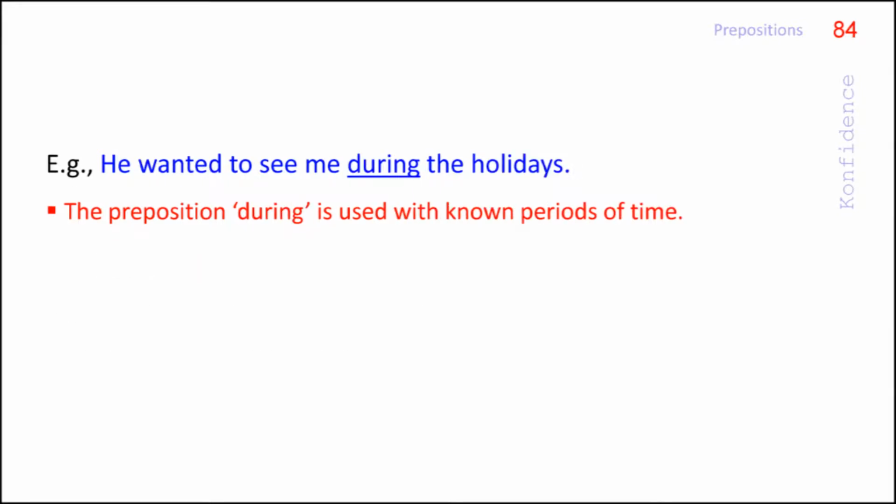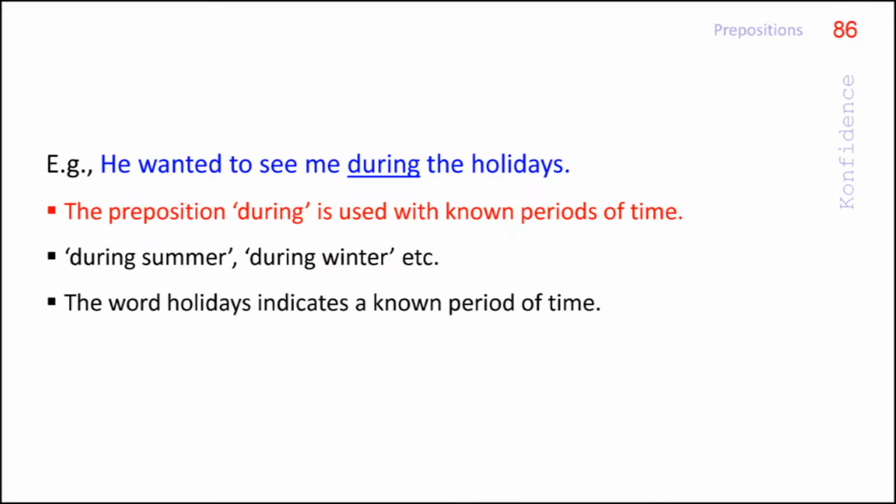The preposition during is used with known periods of time. For example, during summer, during winter, etc. Look at the given example. In this sentence, the word holidays indicates a known period of time. So during is aptly used in the sentence.